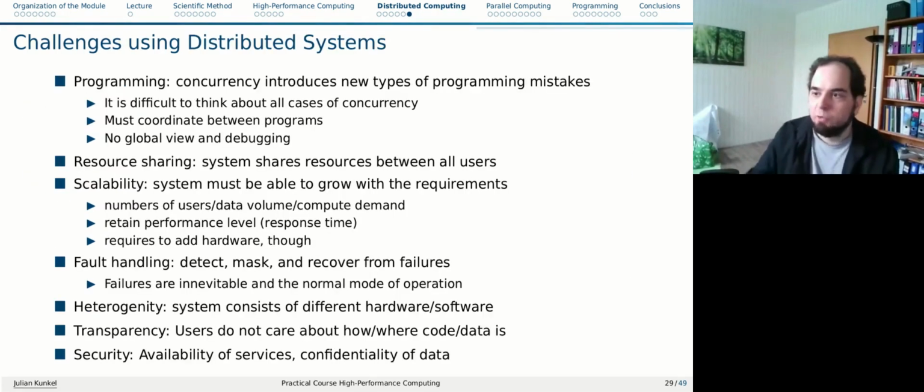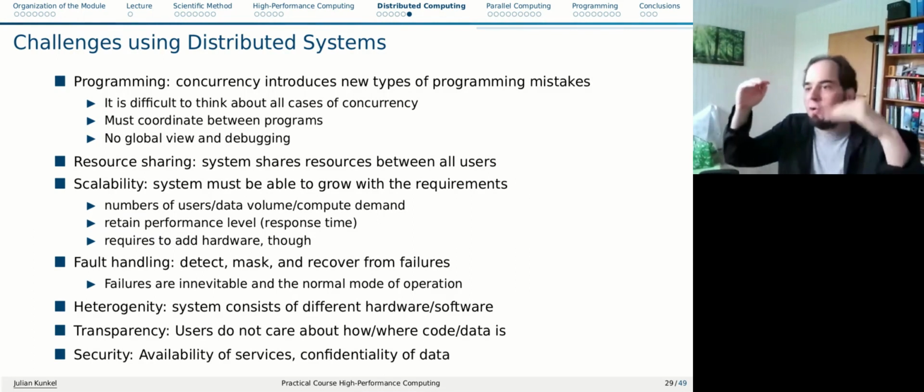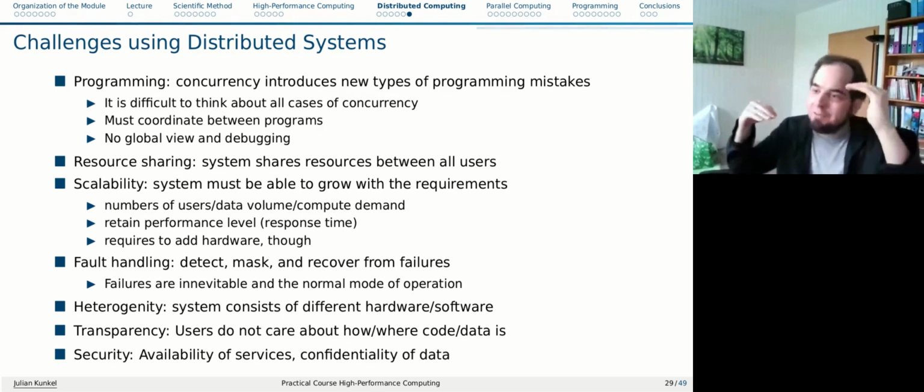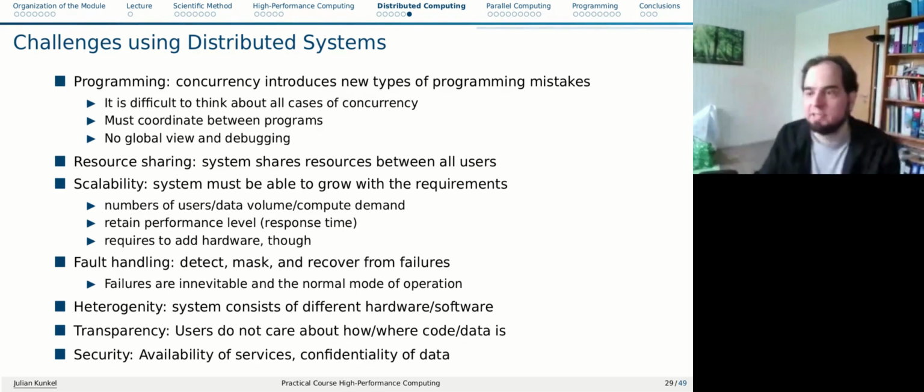So challenges when you use distributed systems or when you are developing them: in terms of programming, there are a lot of new programming mistakes that you can make. It's very difficult to think about all the cases of concurrency. So I'm here in this code and you are doing this. So how can we not get stuck, for example, in this communication if mistakes happen and messages get lost and all that? So there is a lot of this coordination, and it's very hard to debug this, particularly if you talk about thousands of nodes where the communication takes place.